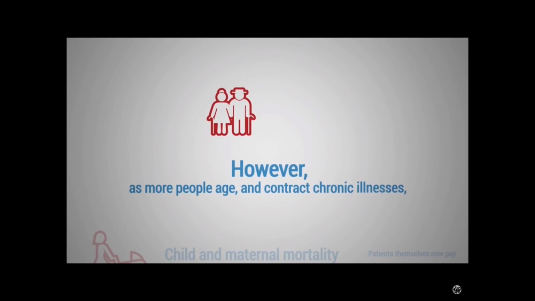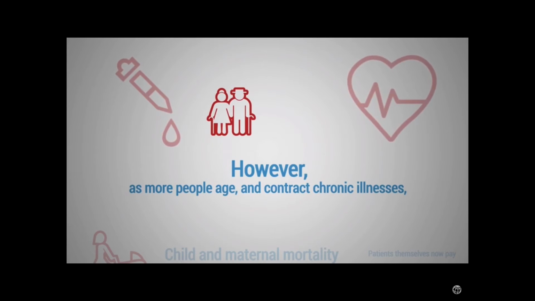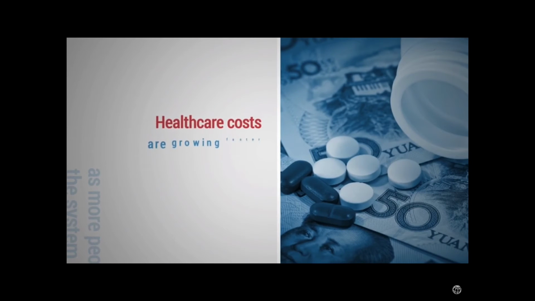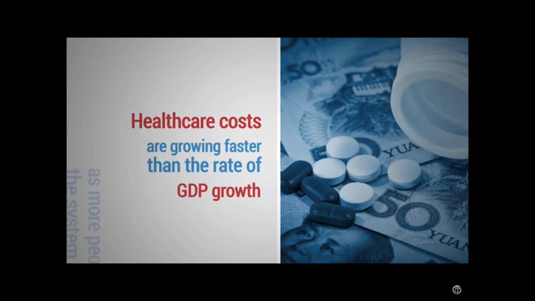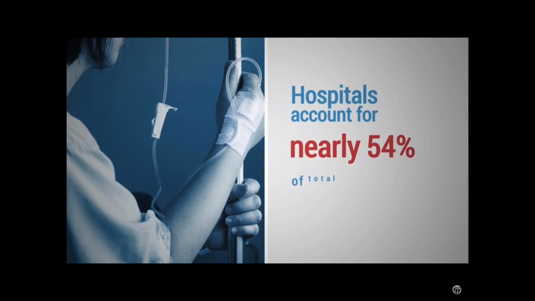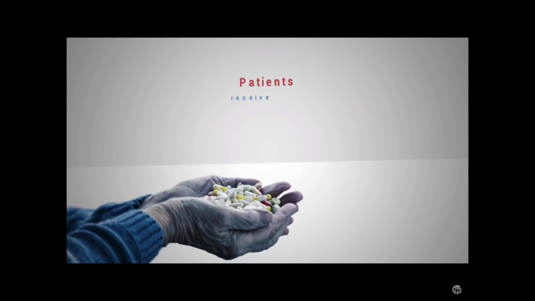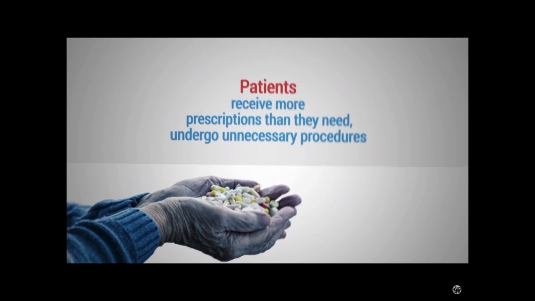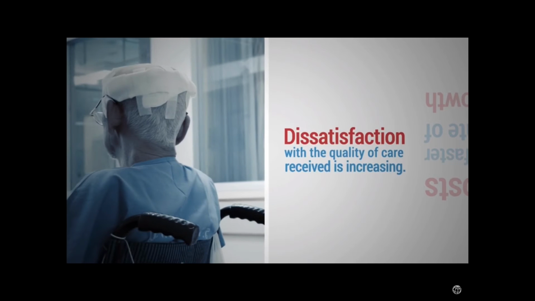However, as more people age and contract chronic illnesses like diabetes, heart disease, and cancer, the system is becoming too expensive to sustain. Healthcare costs are now growing much faster than the rate of GDP growth. Hospitals account for nearly 54% of total health spending. Patients often receive more prescriptions than they need. They undergo unnecessary procedures that do not improve health outcomes. Dissatisfaction with the quality of care received, especially from primary care providers, is increasing.